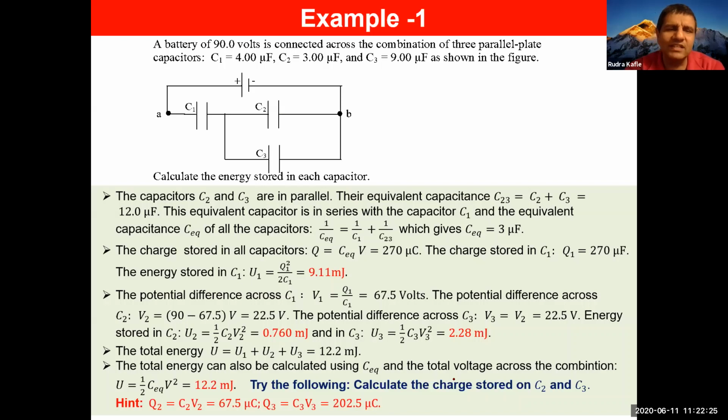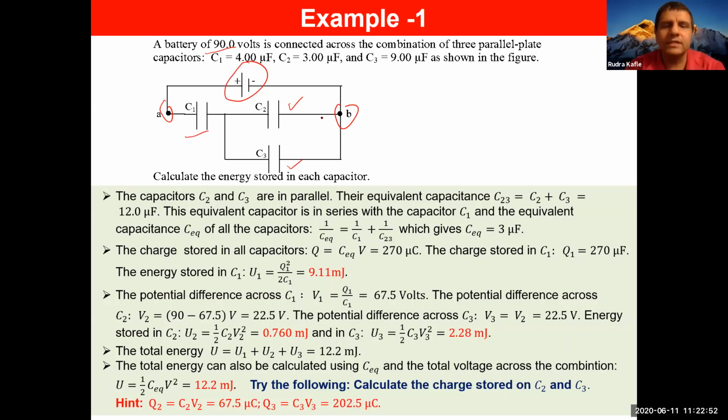What is happening here is we have connected a battery which is 90 volts, right? We have connected a 90-volt battery across the combination of three capacitors. There is C1, there is C2, there is C3. There are three capacitors connected between point A and point B, right? So how do we calculate the total energy?